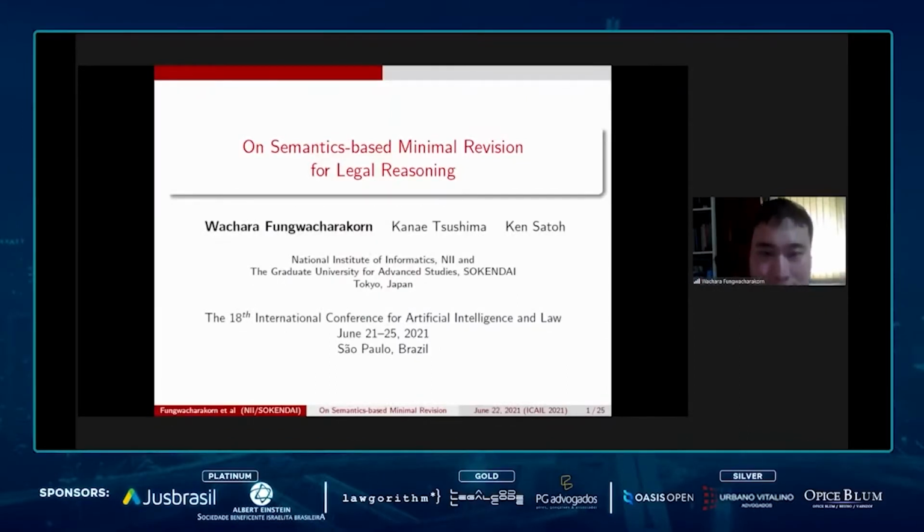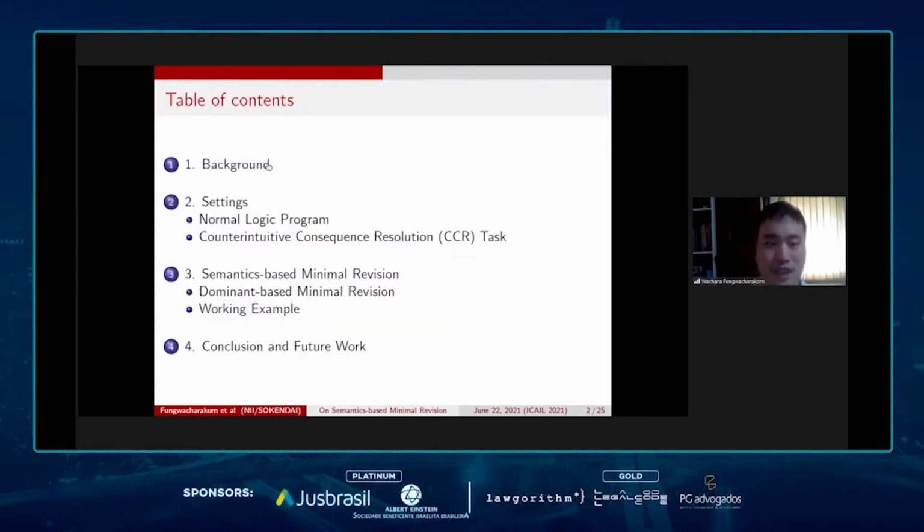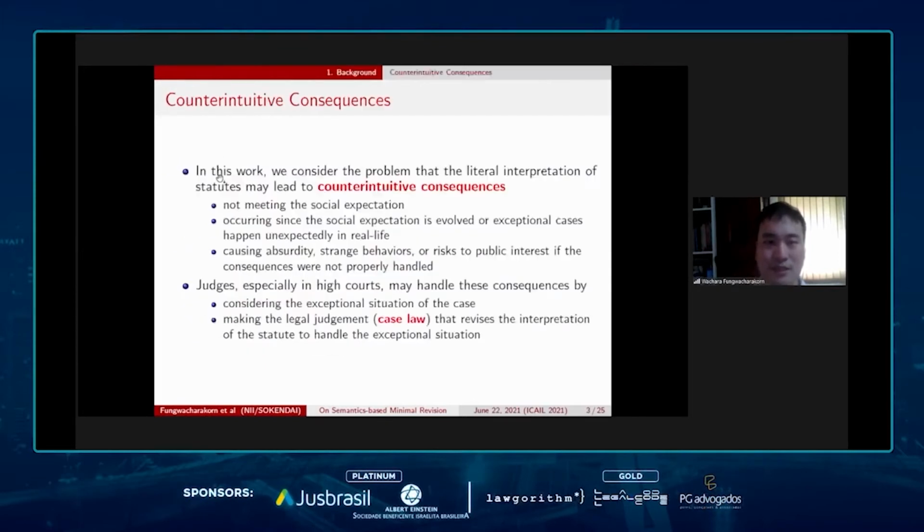This work is a work that I did with Assistant Professor Kane Jishima and Professor Ken Sato, and we are from NII and Sokendai in Tokyo, Japan. This presentation is divided into 4 sections, shown here. Let me give some background of this work.